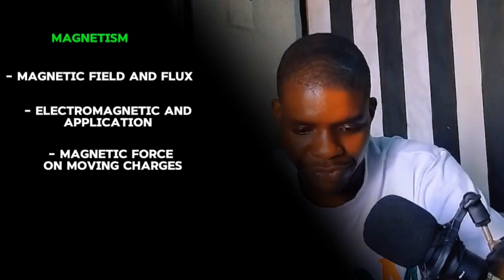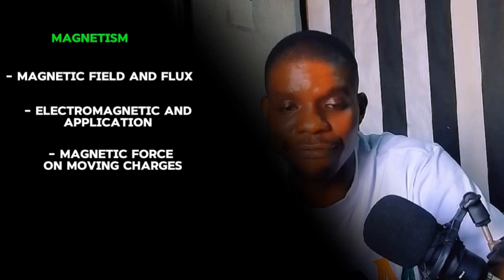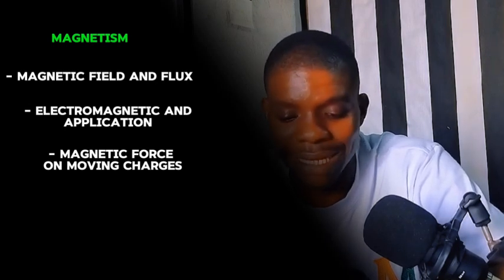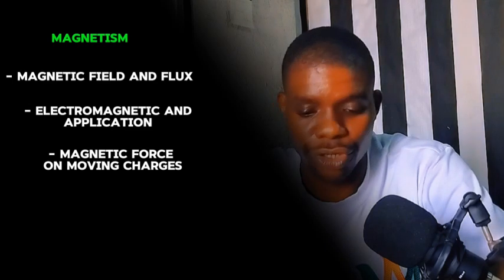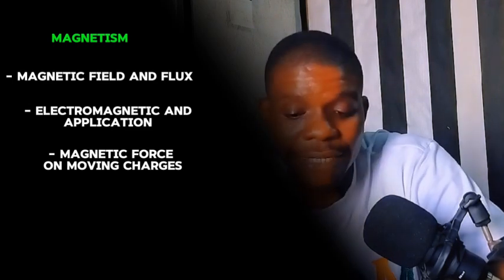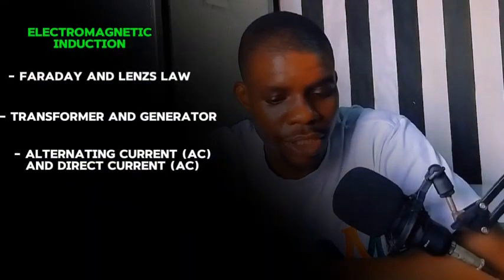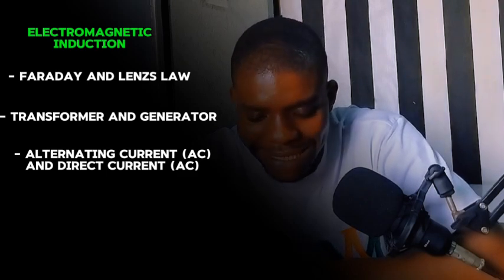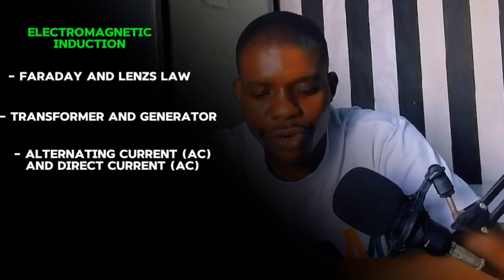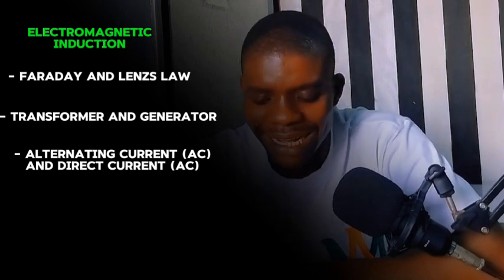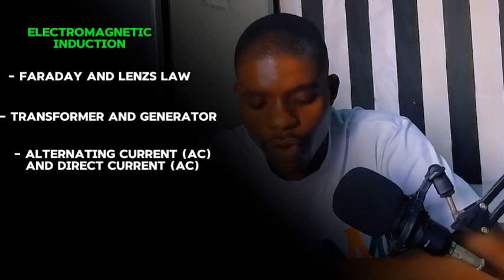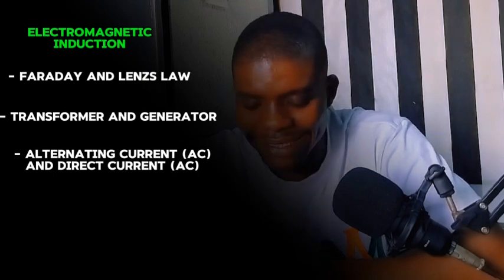Now the 13th one is magnetism. Here we have magnetic field and flux, electromagnet and application, then magnetic field, magnetic force, and moving charge. These are the things to cover under magnetism. Then number 14 is electromagnetic induction, which covers Faraday's and Lenz's law, transformer and generator, alternating current (AC), and direct current (DC). This is everything to cover under electromagnetic induction.